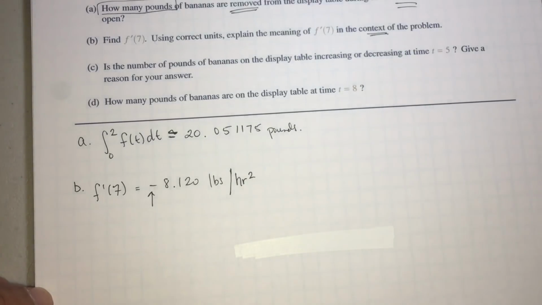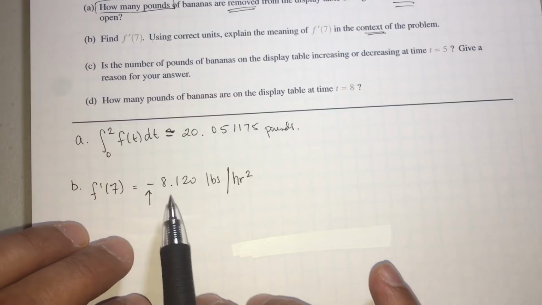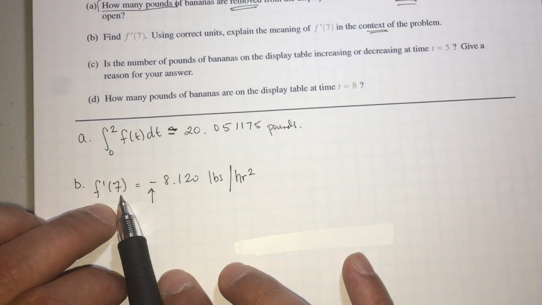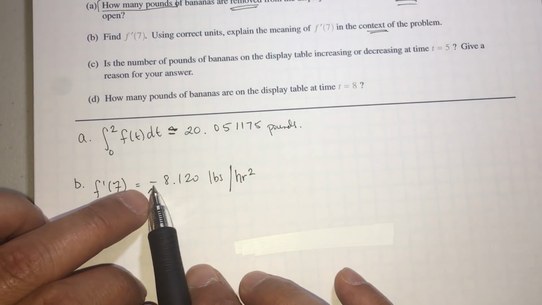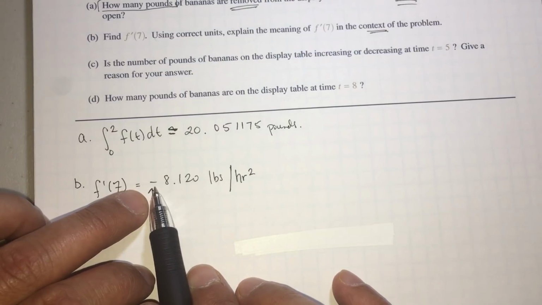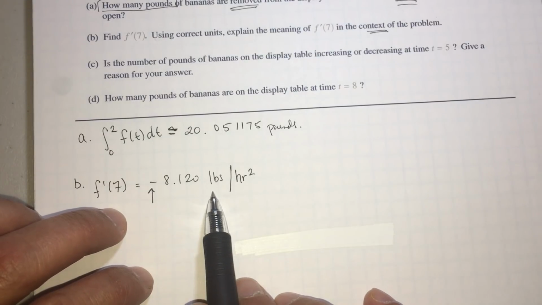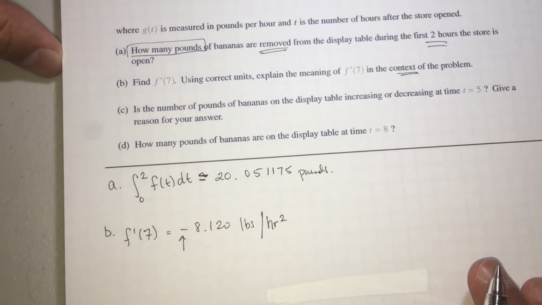Per hour. I know it sounds kind of weird, but that's the correct answer because you take a rate of a rate. So at t equals 7, after 7 hours, it's decreasing at 8.12 pounds of bananas per hour. So hopefully, guys, that didn't confuse you too much.